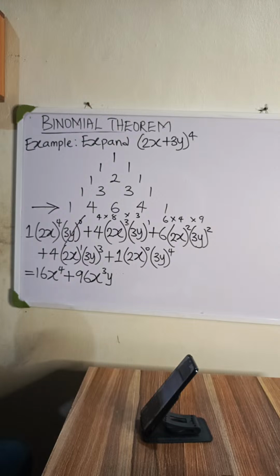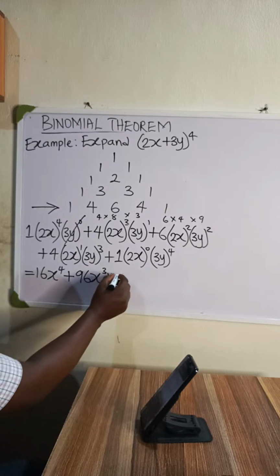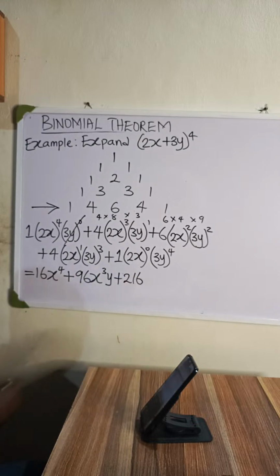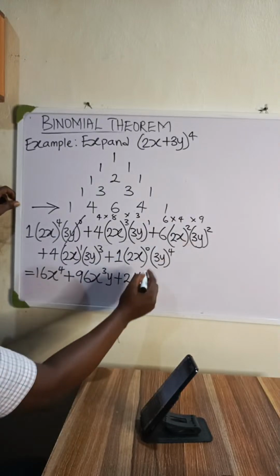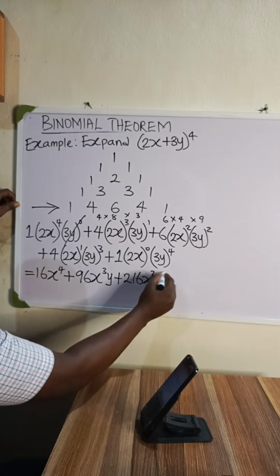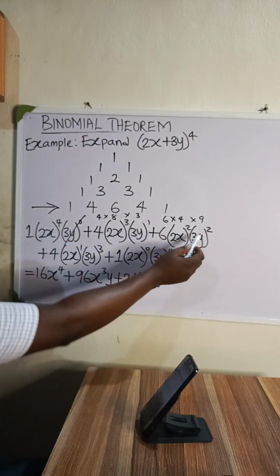24 times 9, we have 216. So we have 216 x squared y squared. So we are done with these ones. We go here.